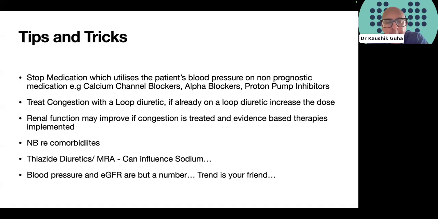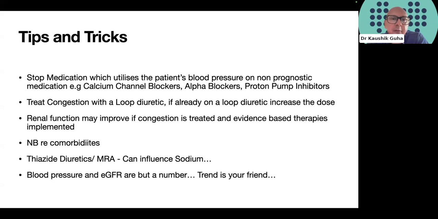Beware the concomitant usage of thiazide diuretics. I appreciate their role within the hypertension guidelines, but the usage of a thiazide diuretic and a loop diuretic can cause quite profound issues with hyponatremia and hypokalemia. And again, the same with mineralocorticoid receptor antagonists such as spironolactone and eplerenone.